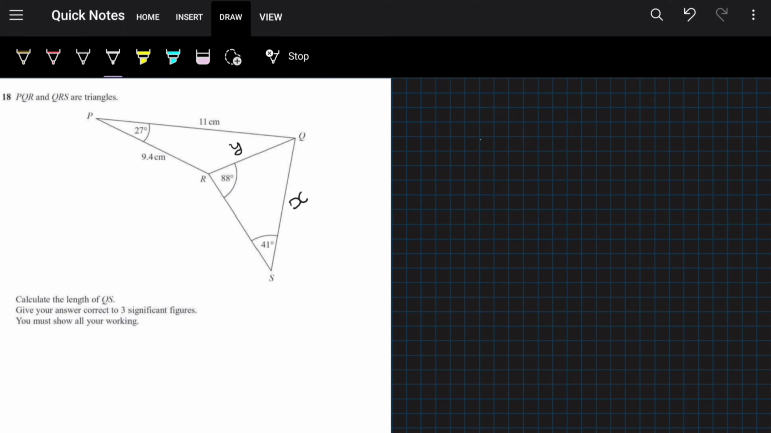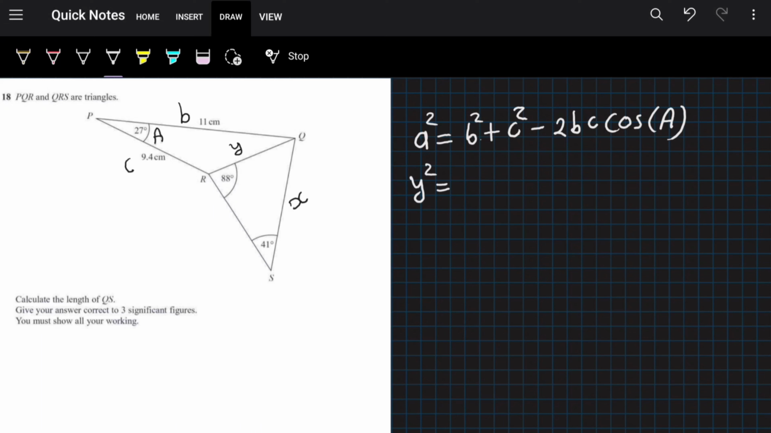So let's label it first. We will call this a, that's y. Let's call this b, and here we have c. So the rule is a squared equals b squared plus c squared minus 2bc cos A. So a is y in this case, so we get y squared equals b is 11 squared plus 9.4 squared minus 2 times 11 times c, which is 9.4, times cos, and A is 27.